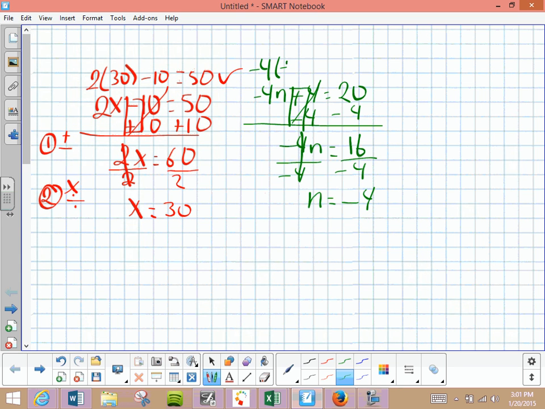Negative 4 times negative 4, what do we get? Nope. If the signs are the same, we get a positive answer, right? So positive 16 plus 4, that's 20. So that is correct. No, it's plus.